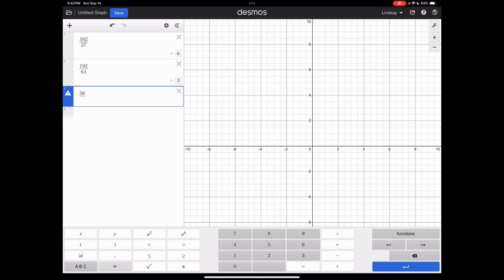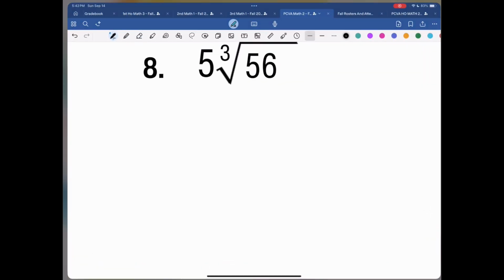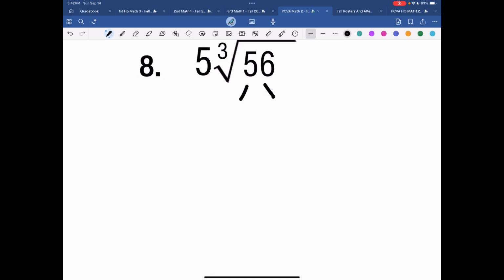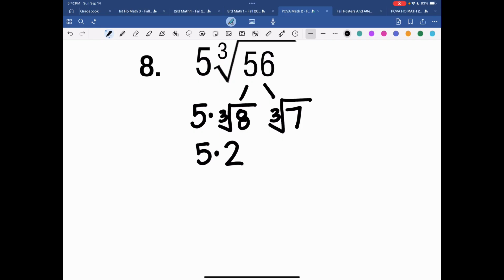So we have our basic, which is 8. So 8 is going to be our largest just because it can't go any further than 7. So we're going to bring down that 5. We're going to say times the cube root of 8. And then the cube root of 7. So the cube root of 8 is 2, so that 2 is going to be simplified with the 5 in front. And then we have the cube root of 7. So if we put this all together, we're going to say 5 times 2 is 10 times the cube root of 7.